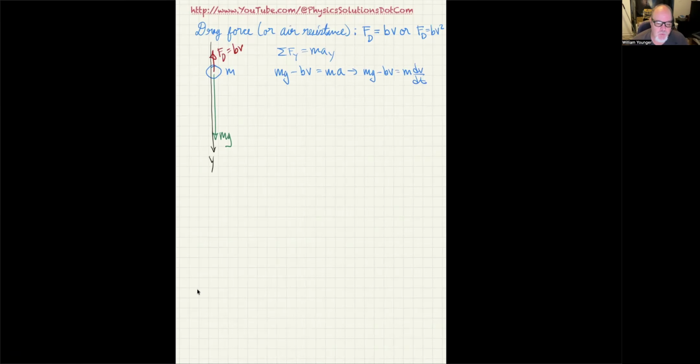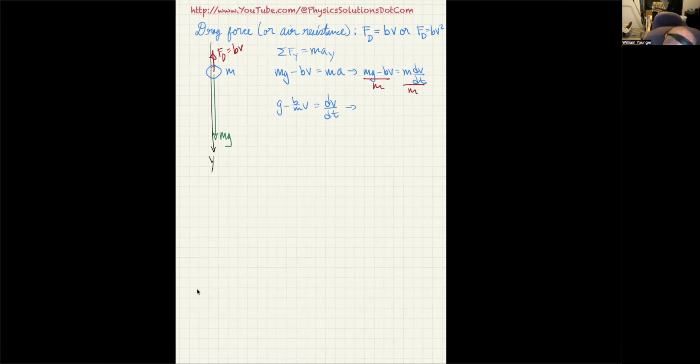So what we're going to do is go ahead and work this out. I'm going to divide both sides by m. And when I do that, I get g minus b over m times v is equal to dv/dt.